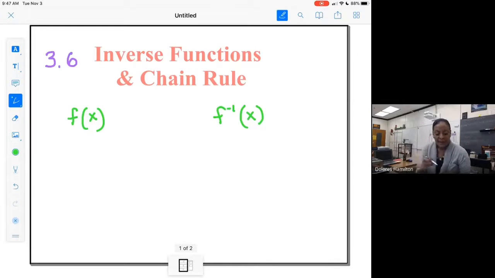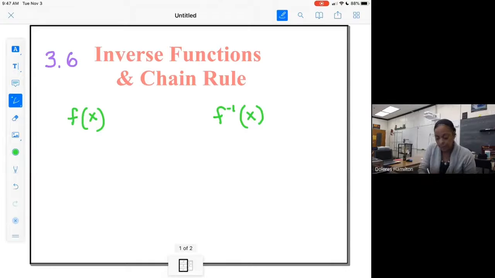So in 3.6, which is what we're going to start today, which is the inverse functions and chain rule, we'll do a little bit of review, a little pre-calc just to remind ourselves of what these inverse functions are. So first, the notation.